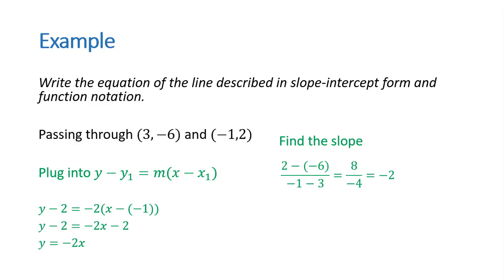This is our slope-intercept form. Notice there isn't any number added or subtracted after the x term. That's okay. That just means our y-intercept is 0. There's an understood plus or minus 0 tacked onto the end. So if we were to graph this, the line is actually going to go through the origin. That's going to be its y-intercept. So its slope-intercept form is y equals negative 2x. To convert to function notation, we just rewrite that y as an f of x.